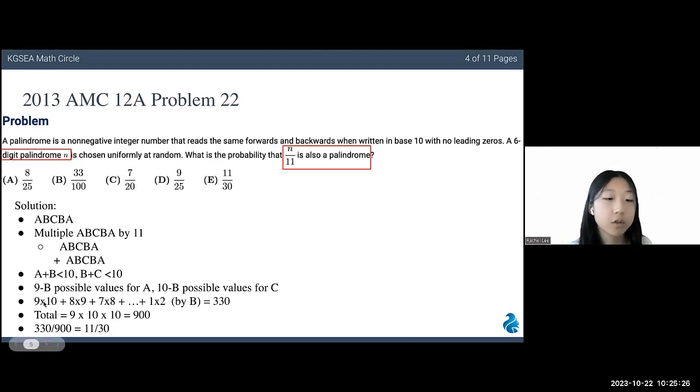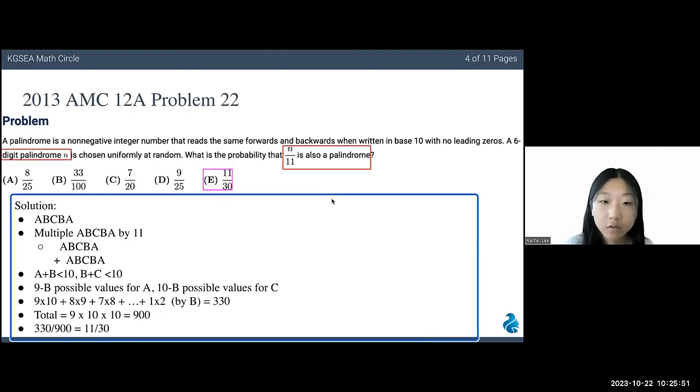which is 9 multiplied by 10, and we do that until 1 multiplied by 2, which allows us to get the number 330. And because the total number of palindromes in this ABCBA format is 900, as we did in the previous question, we can now divide 330 by 900, which allows us to get the answer 11 over 30, which is choice E.